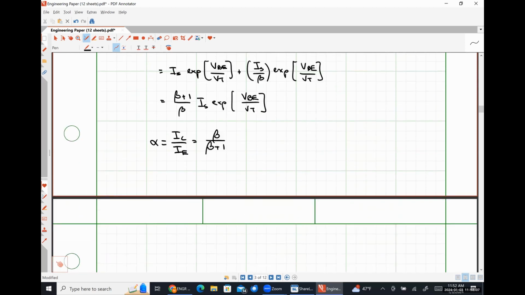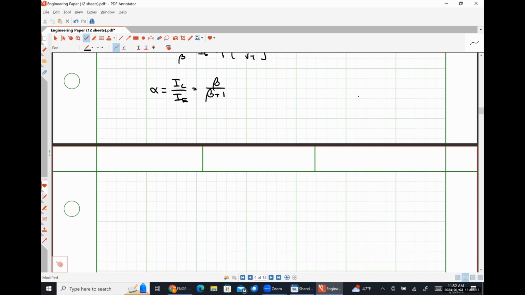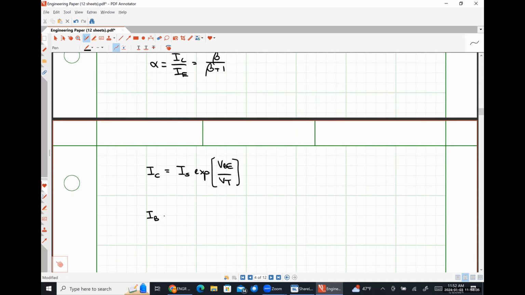And so we can then summarize these relationships as our collector current, which is going to be our kind of main current that we're dealing with, is IS times EXP of VBE over VT. Our base current, IB, is 1 over beta times IS EXP of VBE over VT. Or in terms of alpha, 1 minus alpha over alpha, IS times EXP VBE over VT.